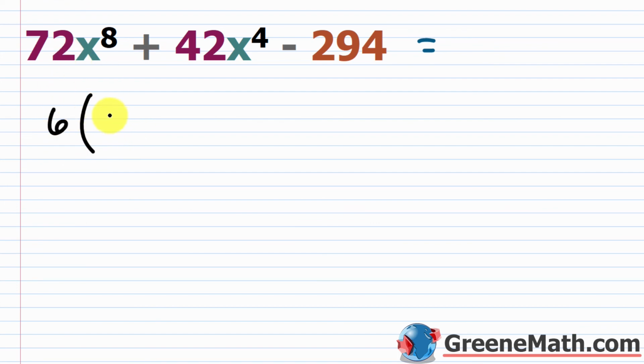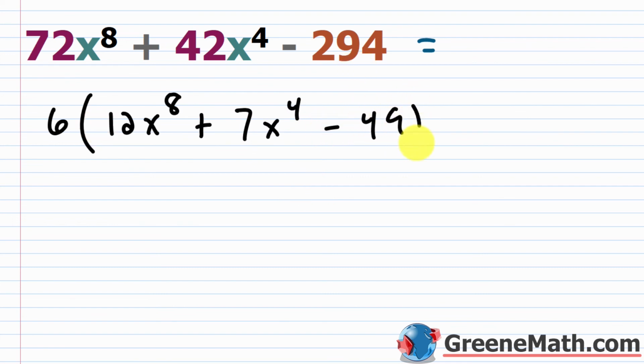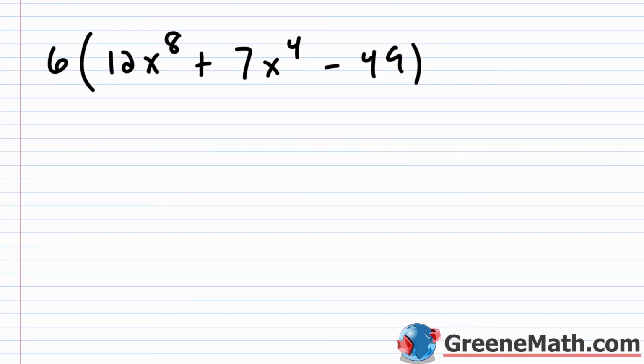So 72 divided by 6 is 12. So this would be 12x to the 8th power plus, if I look at 42 divided by 6, that's 7x to the 4th power. And then minus 294 divided by 6 is 49. Okay, so should we use substitution here? I think it would be a good strategy, again, because in this particular case, this guy is double this guy, so it's quadratic in form, as we say.